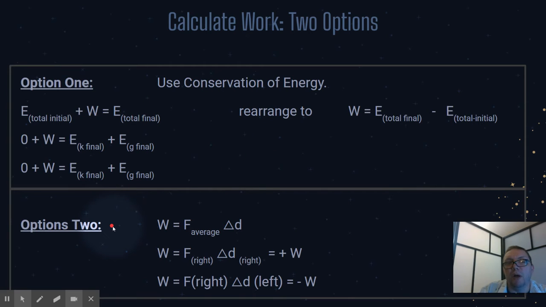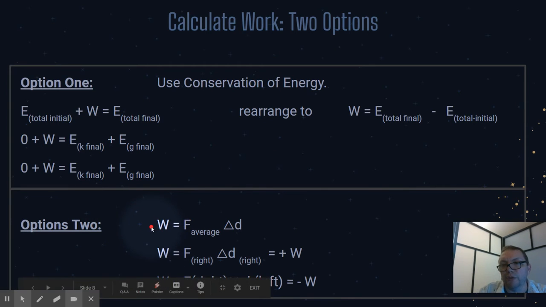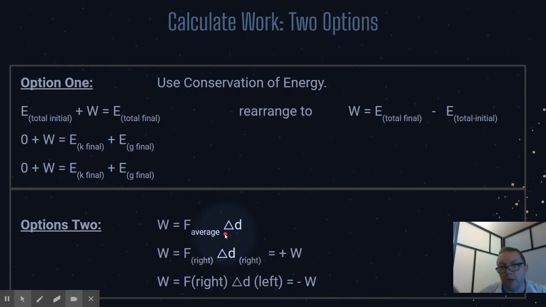Another way is that work equals the product of multiplying the average force times the change in position, assuming that they're going in the same direction. They're both going along the same line, so they're either both going to the right, both going to the left, both going up, or both going down. Or one's up, one's down, or one's left, one's right, the force and the displacement.